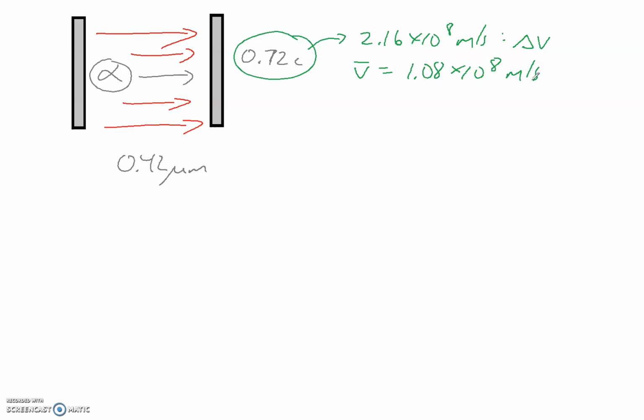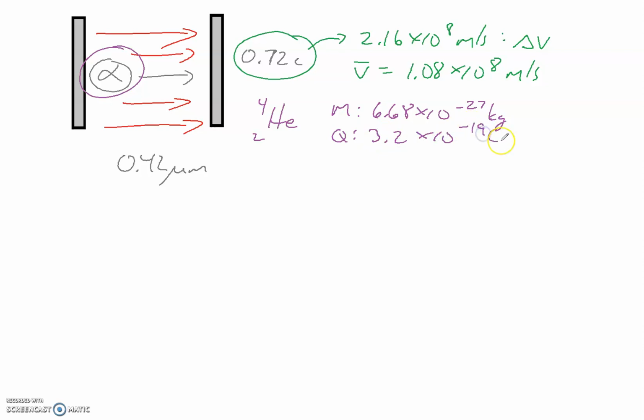The other thing, of course, is an alpha particle. We've mentioned this before. An alpha particle is just a helium nucleus, so it's basically helium-4. I need the mass and I need the charge of a helium nucleus. We've done this type of thing before, and with the conversions, we've got an atomic mass of 4 times the atomic mass unit. We've got a mass of 6.68 times 10 to the negative 27 kilograms, and a charge of 3.2 times 10 to the negative 19 coulombs. So there is our helium nucleus.